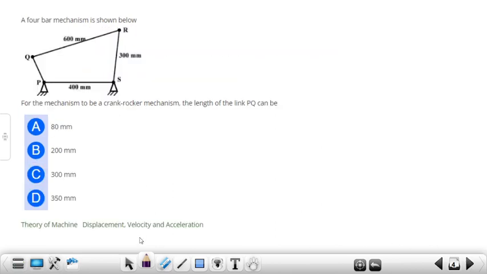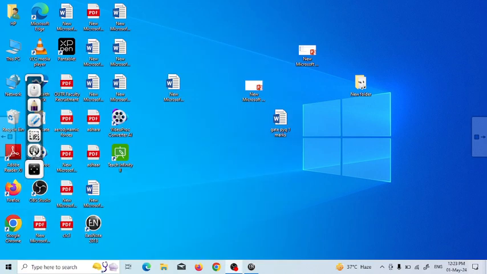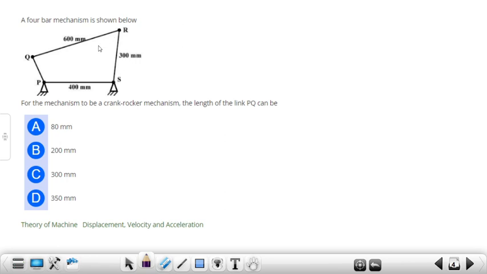Next question: given data, a 4-bar mechanism is shown in the figure. For the mechanism to be a crank rocker mechanism, what should the length of PQ be? The remaining 3 bar lengths are given, and we have to find PQ, and the condition is a crank rocker mechanism. So for the crank rocker mechanism to be satisfied, we first have to satisfy the Grashof law: the length of the shortest link plus the length of the largest link should be less than or equal to the sum of the remaining links. So let us try with the length 80 mm.